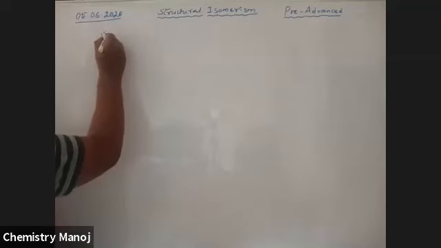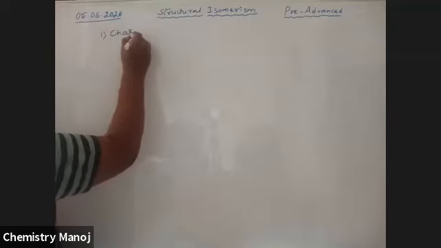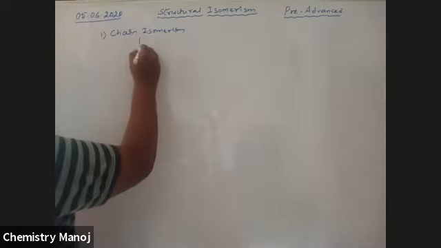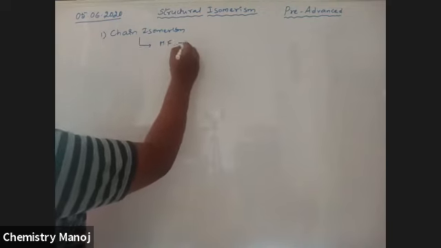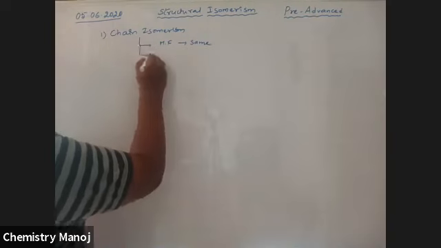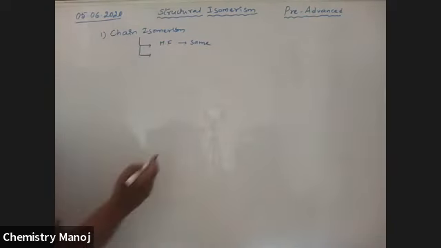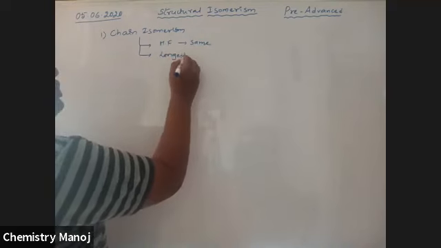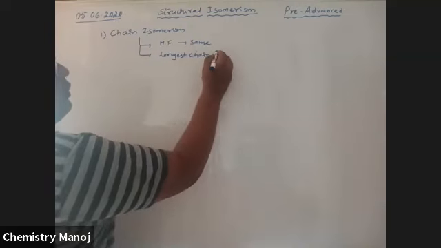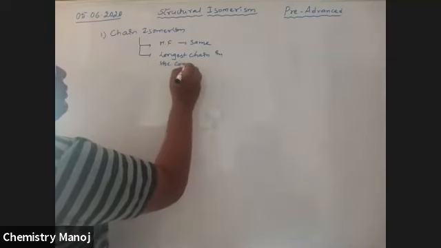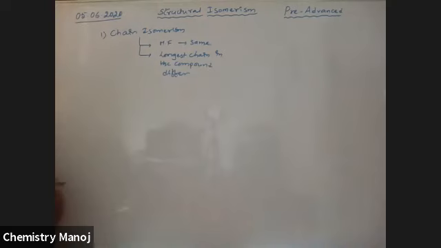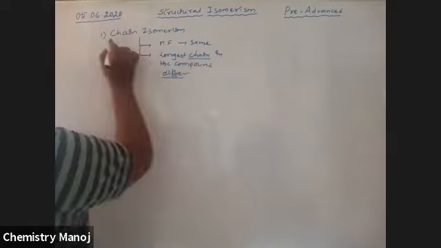First, we completed chain isomerism. In chain isomerism, the molecular formula is the same, but the longest chain in the compound is different. That is why it is called chain isomerism.